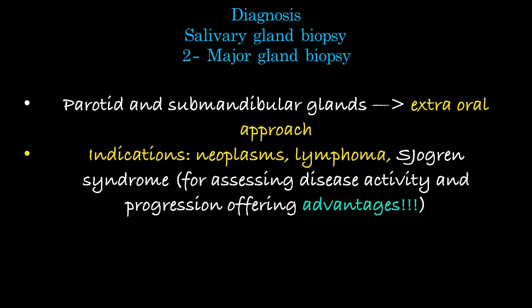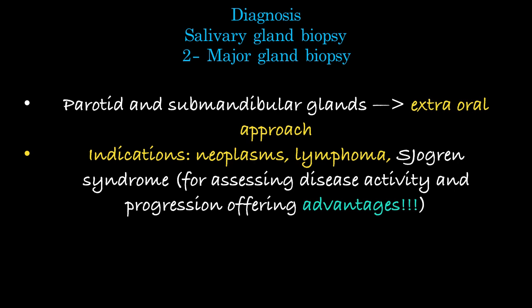What are the indications for this major gland biopsy? Mainly, it is neoplasms and lymphomas, which are a kind of neoplasm, because the parotid gland has a lot of lymphoid tissue. That's why sometimes we need to take a biopsy from it. And as we have just said, for Sjogren syndrome it's not for diagnosis. We cannot use a major gland biopsy for diagnosis of Sjogren syndrome. We can only use it for assessing disease activity and response to treatment.